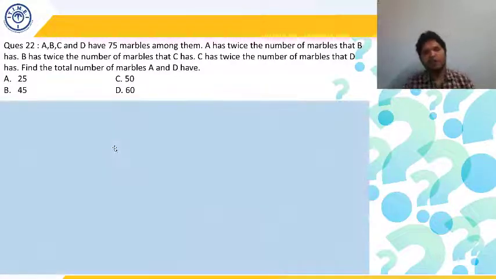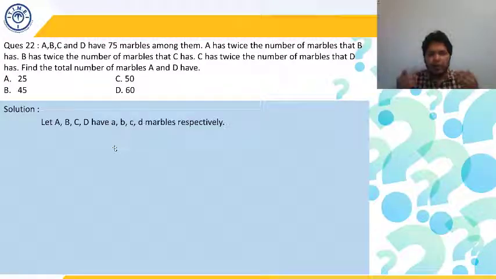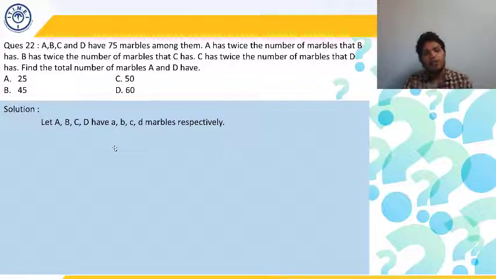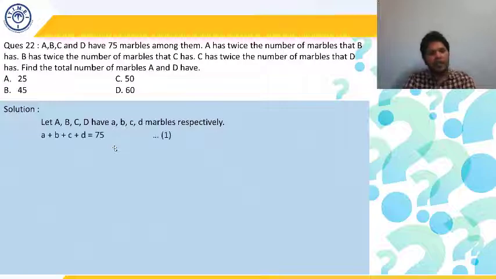So let's start solving this question. How can we find out? Let us suppose person A has a marbles, person B has b marbles, person C has c marbles, and person D has d marbles respectively. So according to the given condition, the total number of marbles with them is 75. So I can say a plus b plus c plus d is going to be 75. This is your first equation.